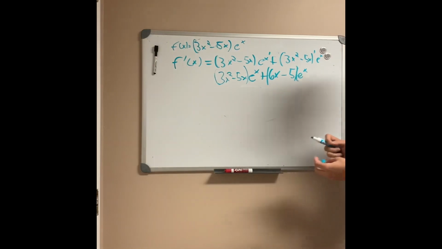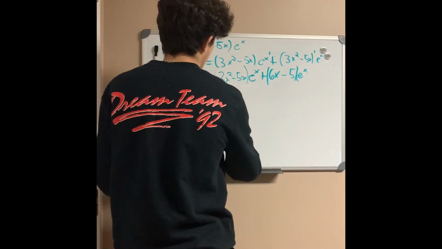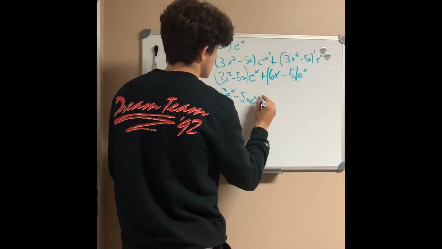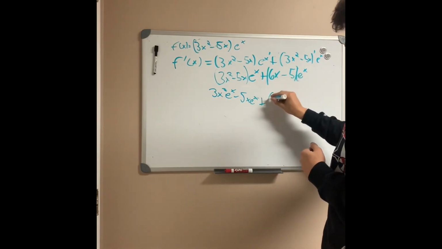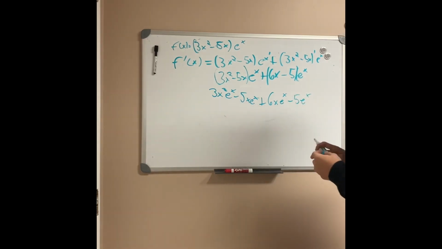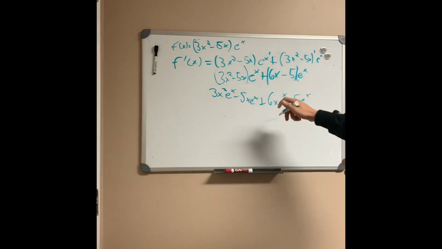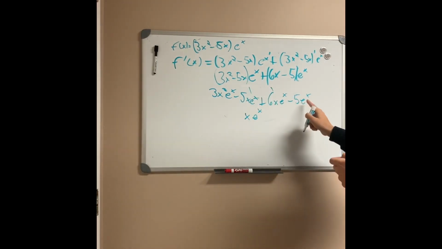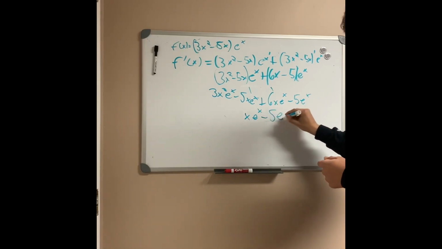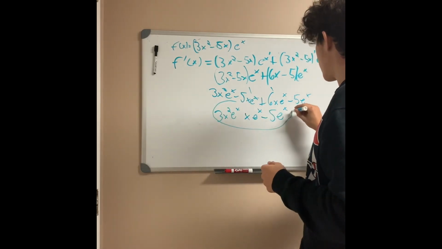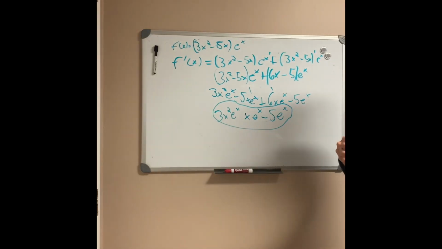So from here, you're just going to keep going with the problem. You get 3x squared e to the x minus 5x e to the x plus 6x e to the x minus 5e to the x. And is there anything I could simplify here? Yeah, these two cancel out, so you just get x e to the x. Then minus 5e to the x, and 3x squared e to the x. So that would be your final answer. This one's done the same exact way as the last one. It just gets a little confusing and hard to follow because e to the x stays the same when you find the derivative.